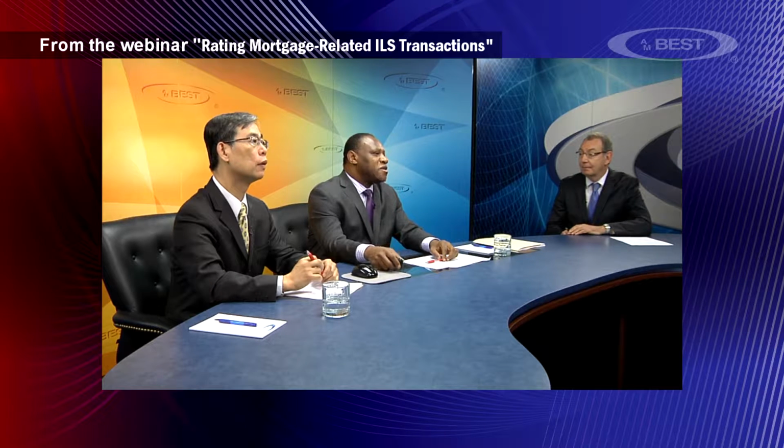Mortgage-related ILS transactions are relatively new to the market. Like natural catastrophe ILS transactions, they are collateralized and used as a substitute for traditional reinsurance. Several of these transactions have been sponsored by private mortgage insurers. AM Best analysts Emmanuel Modu and Dr. Y. Tang examine how they evaluate mortgage-related ILS transactions.